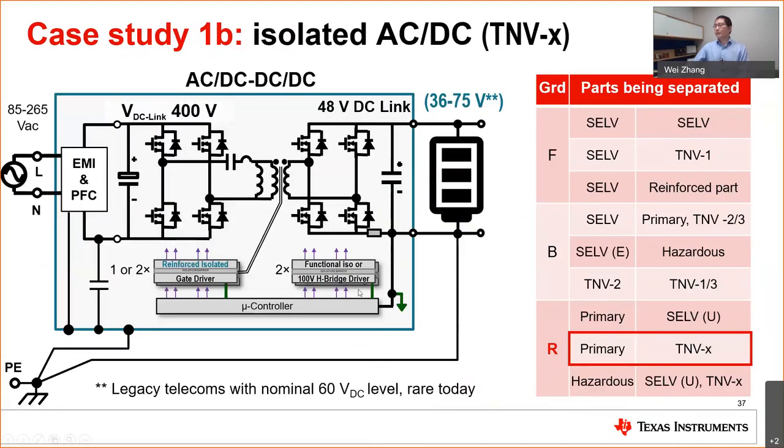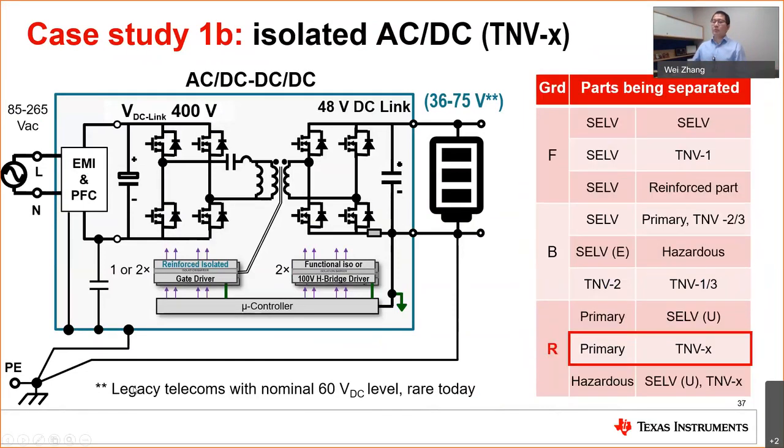So I'm giving some example which we can see right here. I have this DC to DC. My output voltage is not 60 volts; it's reaching 75 volts. So 75 volts is not a safety extra low voltage anymore. It is a TNV circuit. So if I'm going from my primary to a TNV circuit, look in the table, I need reinforced isolation.